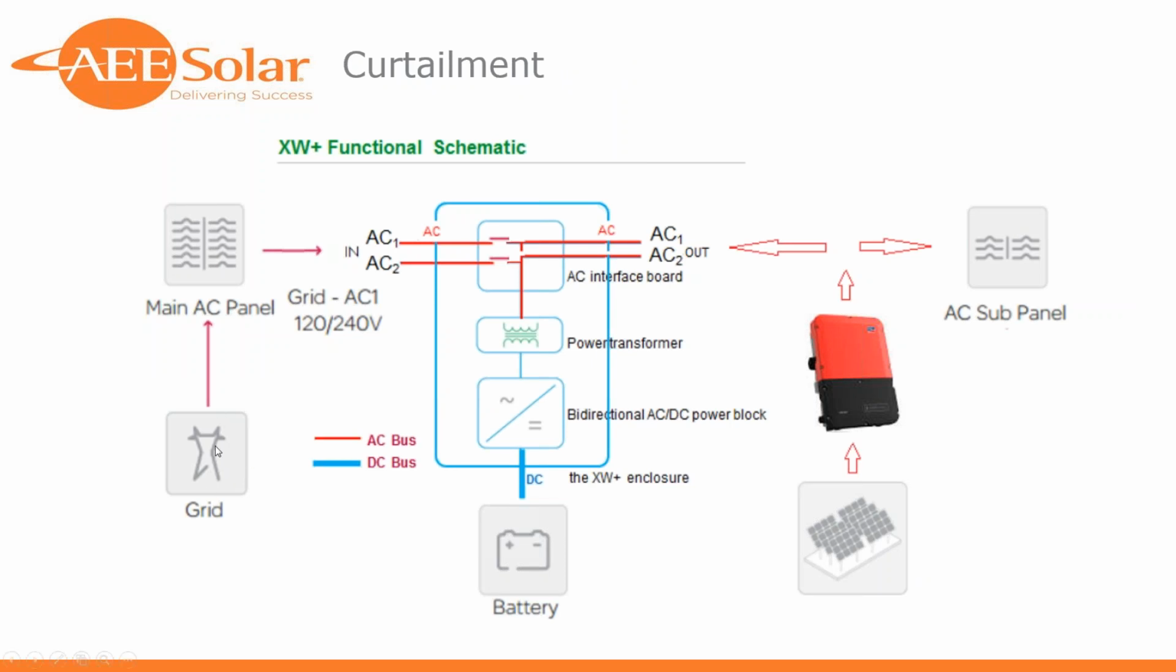So we've got a grid, we've got a one-way flow. Call it one-way. That could be bidirectional if you've got net metering approved, to your main panel. We've got a one-way power flow, again, that could be two-way, to the XW Plus. We've got a line here to the relays in the XW Plus. We've got pass-through relays that, when closed, will allow power to flow through from the main panel to the AC subpanel.